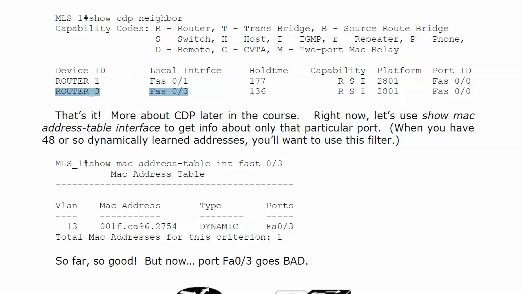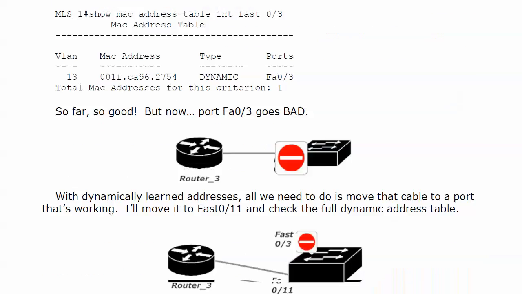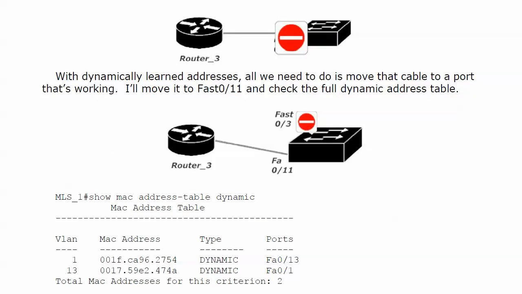But then what happens? Port goes bad. I don't know what happened to it. It was a good young port, but when it grew up, it just went bad. Well, with dynamically learned addresses, all we need to do is move that cable to a port that's working. And in this example, I moved it to 0/13, and then I went to check the full dynamically learned address table, show MAC address-table dynamic. And you can see the entry for that MAC address has been moved to 0/13.